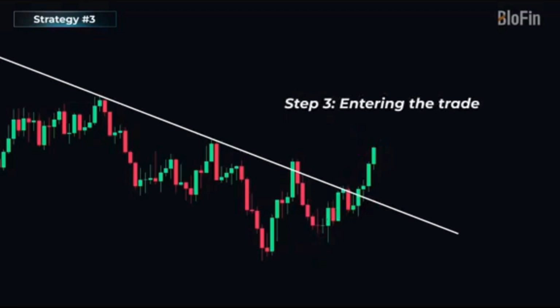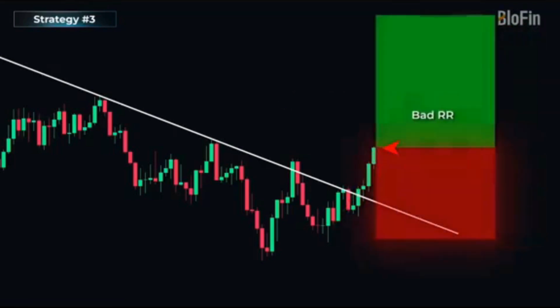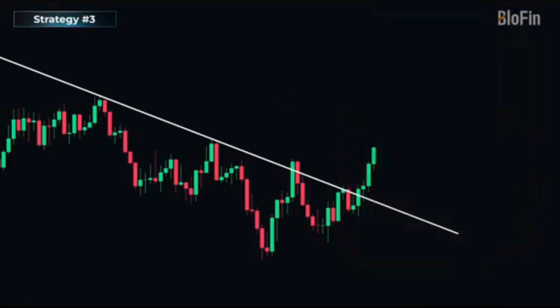Once a valid breakout is identified, we can move on to the last step, which is entering the trade. For our entry, I don't recommend entering immediately after the breakout, because at this point, price had already moved too far, which will give us a bad risk-to-reward ratio. So a trick that I use is to enter during the pullback after the breakout, because what usually happens is, after price makes a sharp breakout, it will often make a slight pullback, retesting the trend line before continuing its direction. Once we get that pullback, we can enter a buy position.